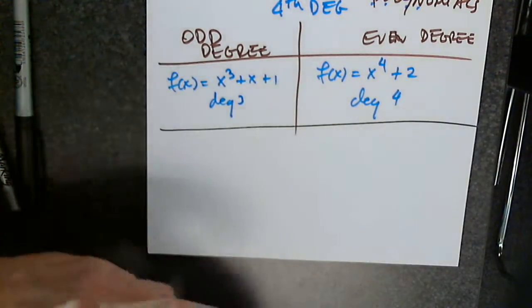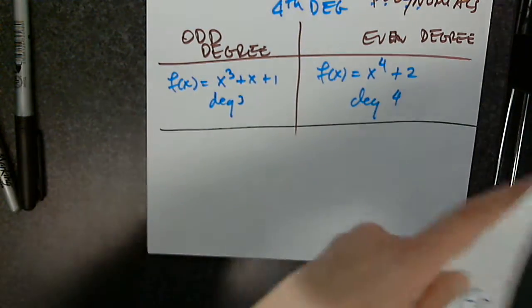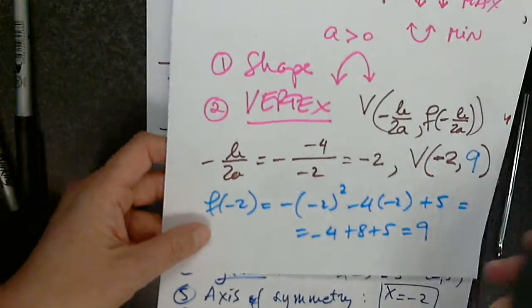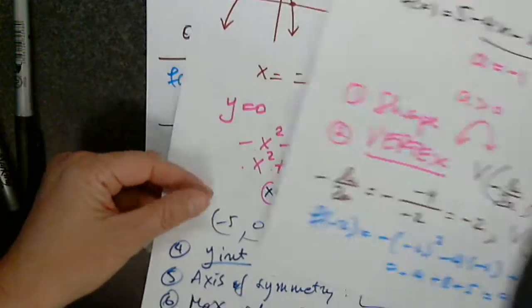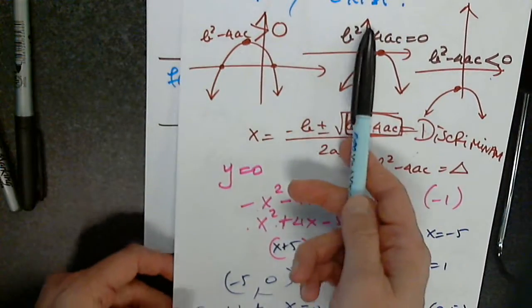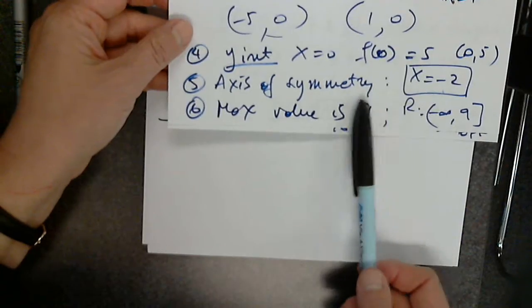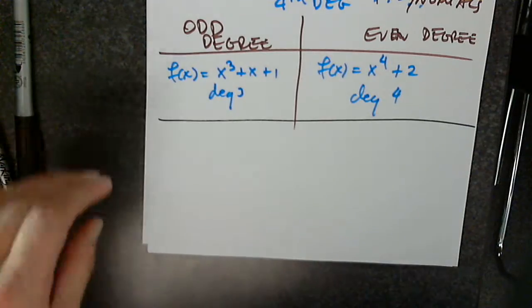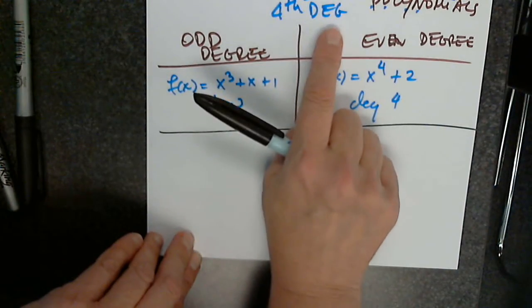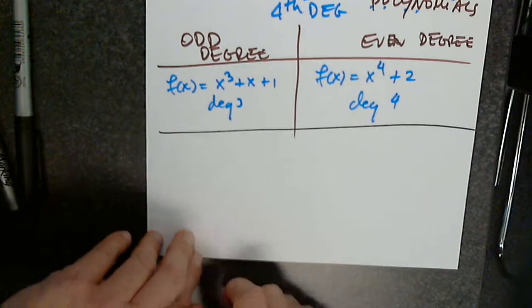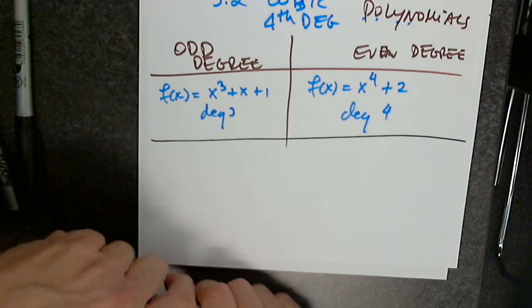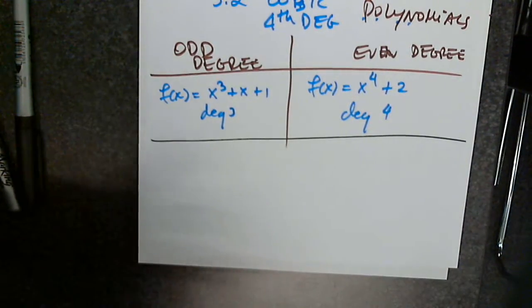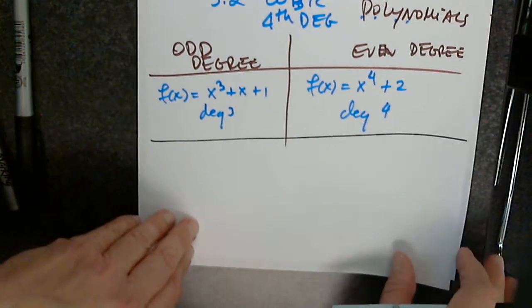Now, remember when we graphed the quadratic function, I had to go through a lot of steps, right? I had to go through shape, vertex, x-intercepts if they exist, y-intercept, axis of symmetry, and maximum value or minimum value, depending on the function. When we graph cubic or 4th degree or any odd or even degree, we have a little bit more work to do than just those steps. Some of those steps don't apply here, but we do have a little bit more work.